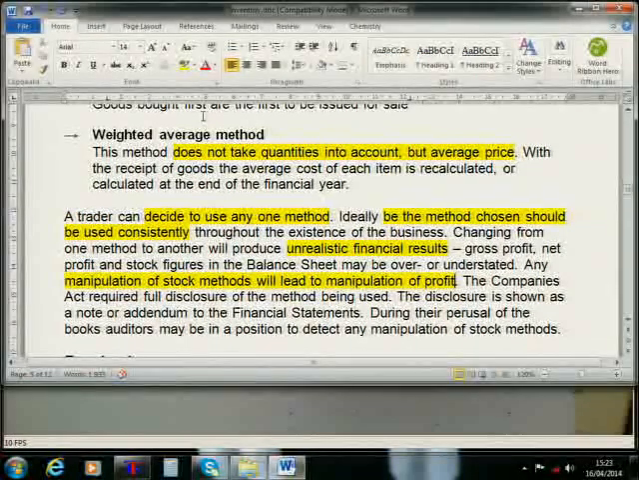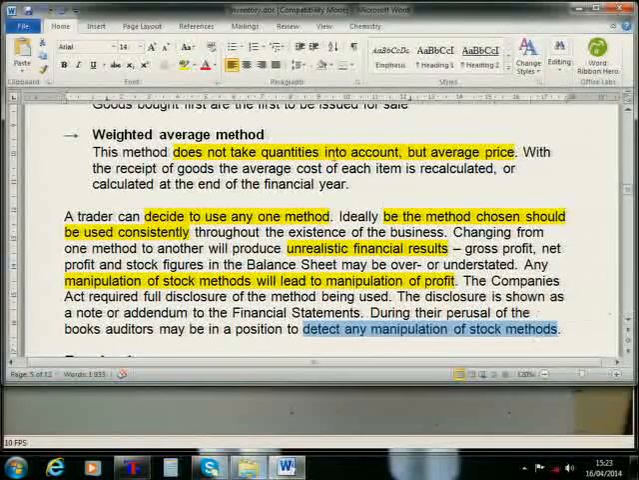The Companies Act requires full disclosure of the method being used. The disclosure is shown as a note to the financial statements, an addendum. During their perusal of the books, auditors may be in a position to detect any manipulation of stock methods.